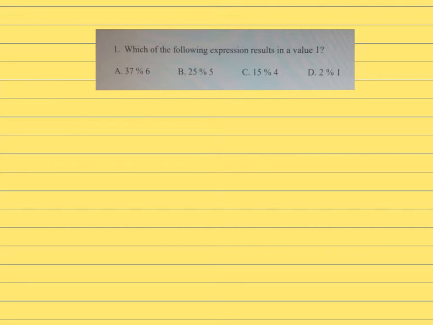In this first question, which of the following expressions results in the value of 1? We're going to evaluate each of the following expressions just to detect whether or not they are equal to 1. In each of these expressions we have a modulo, or a remainder. So we're going to go with A, 37 modulo 6, and see what that equals.